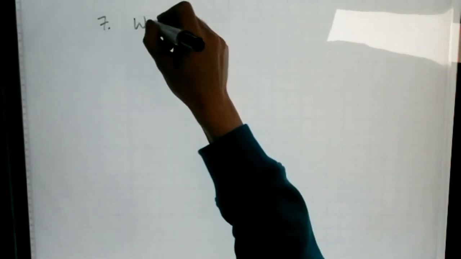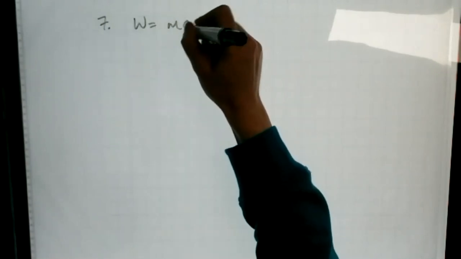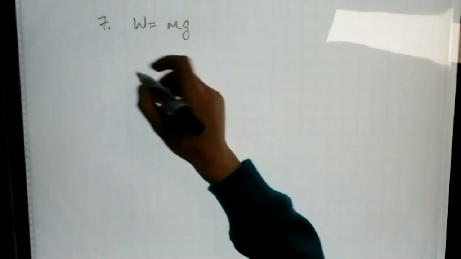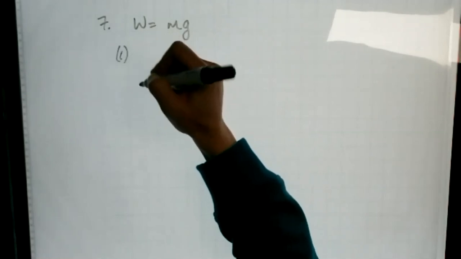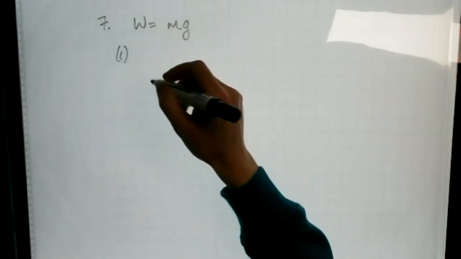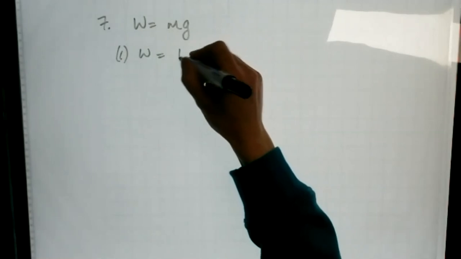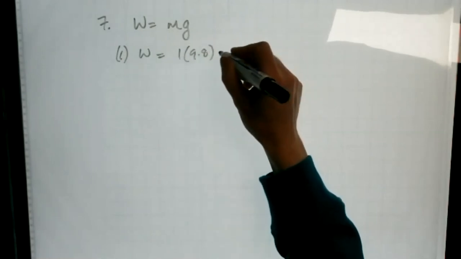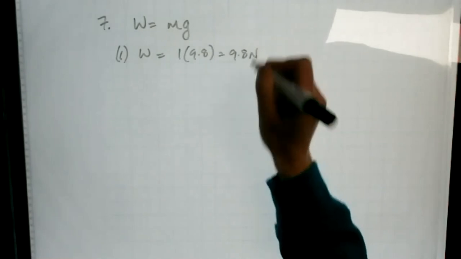Right, sorry about that. So we have weight. Weight is mass in kilograms times 9.8, which gives us the weight in newtons.